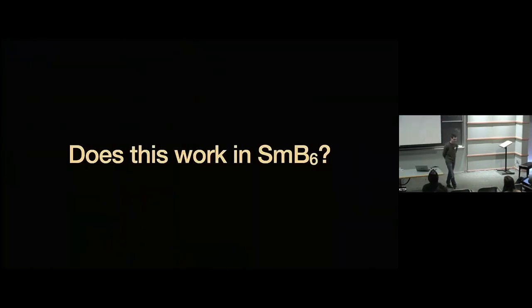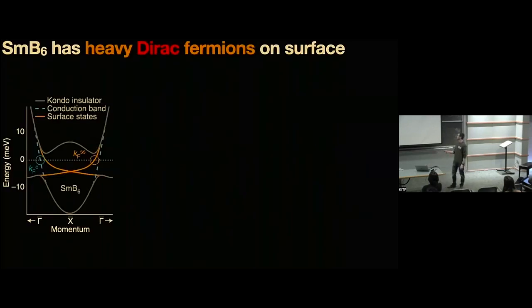Okay, so now I'm going to follow exactly the same set of steps, but with a different material in the microscope. Here is the band structure of SmB6. At high temperatures, it has this light band, and at low temperatures, it has heavy Dirac fermions rather than heavy fermions, but otherwise the analysis is going to be just the same as in URS.